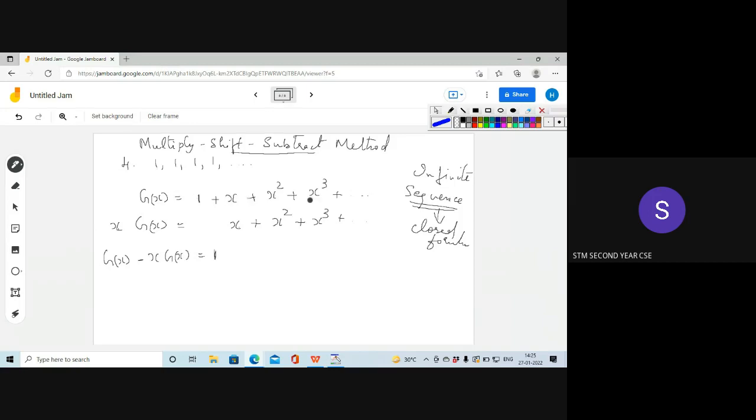I'm taking x g of x and subtracting it from g of x. So x minus x is 0. Then x square minus x square is again 0. Then x cube minus x cube, again 0, and this goes on. So all these terms except the first term turn out to be 0. So g of x minus x g of x is equal to 1.